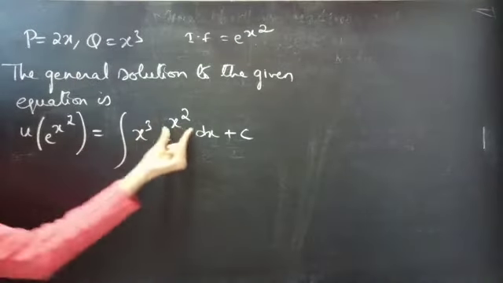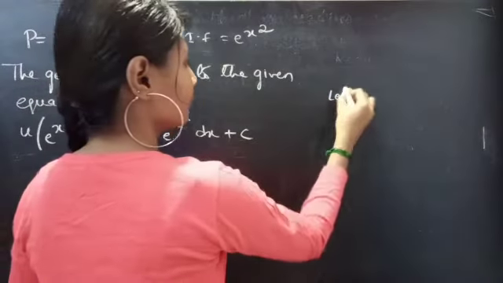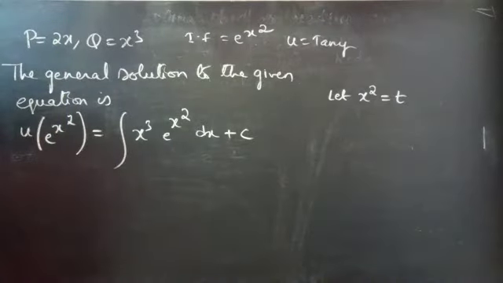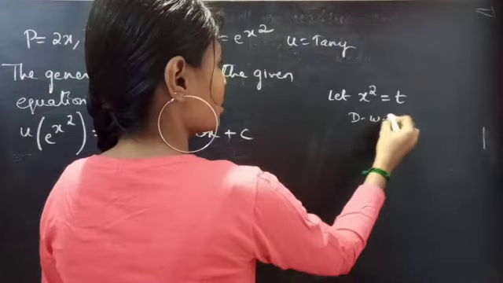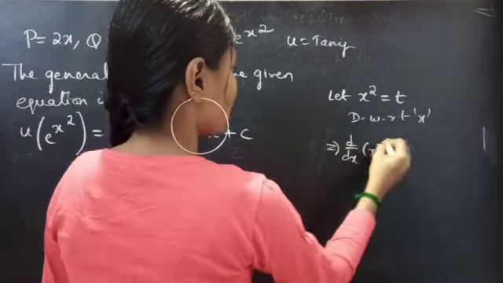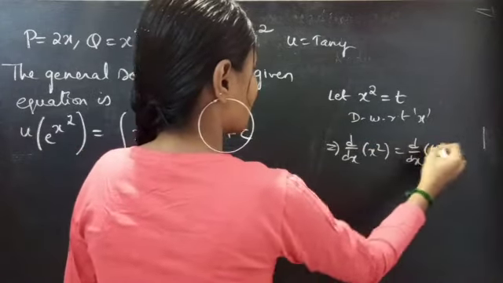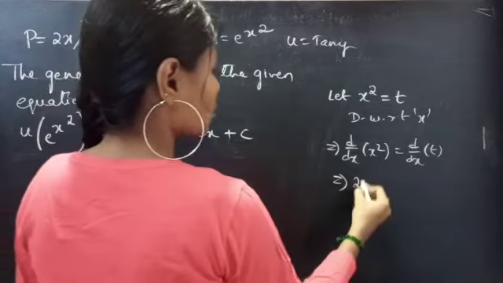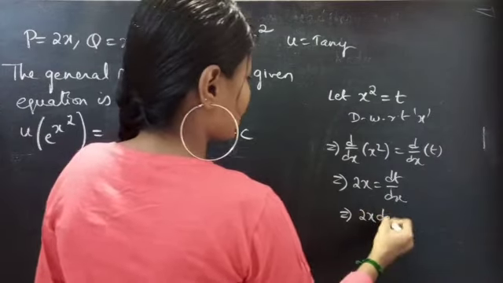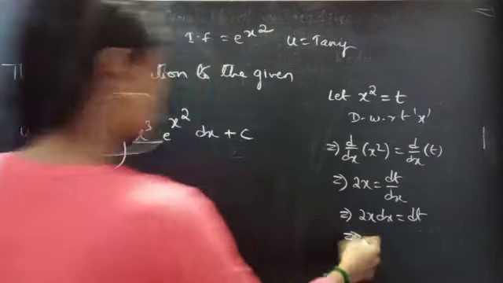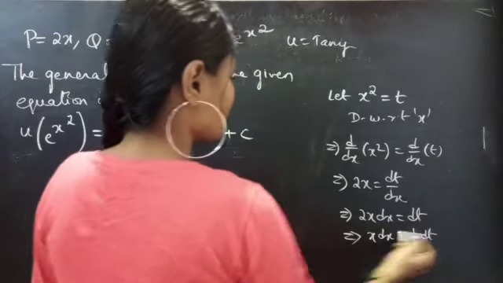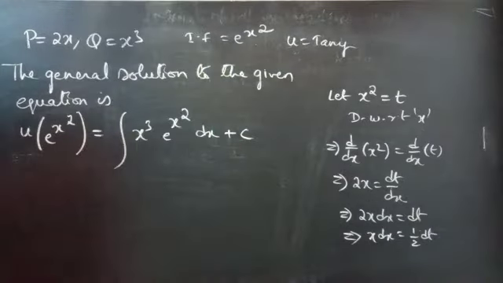Now let x² be some t. Differentiate on both sides with respect to x: d/dx of x² equals d/dx of t. From this we get the derivative of x² with respect to x, 2x = dt/dx. From this you will get 2x dx = dt, or x dx = (1/2) dt. Simply take the 2 to the right-hand side, then you'll get x dx = (1/2) dt.